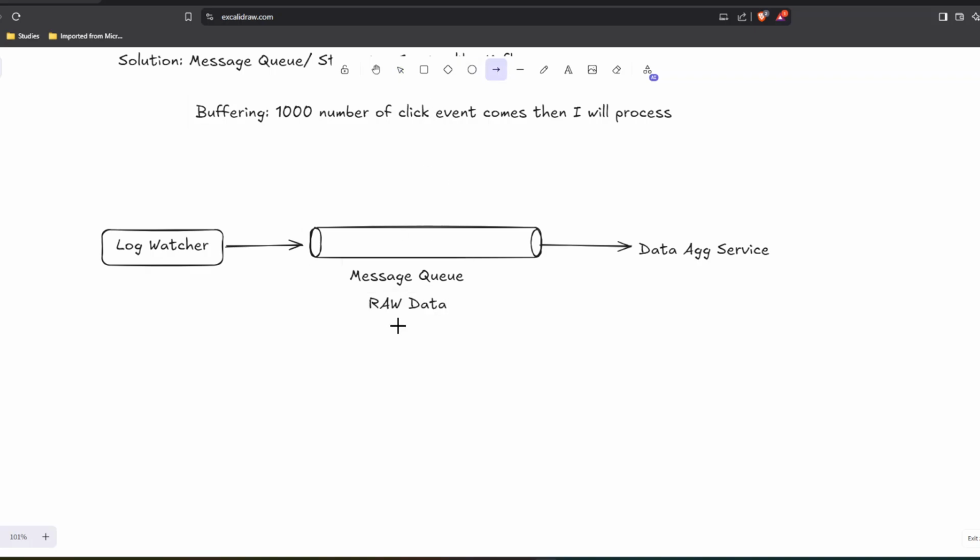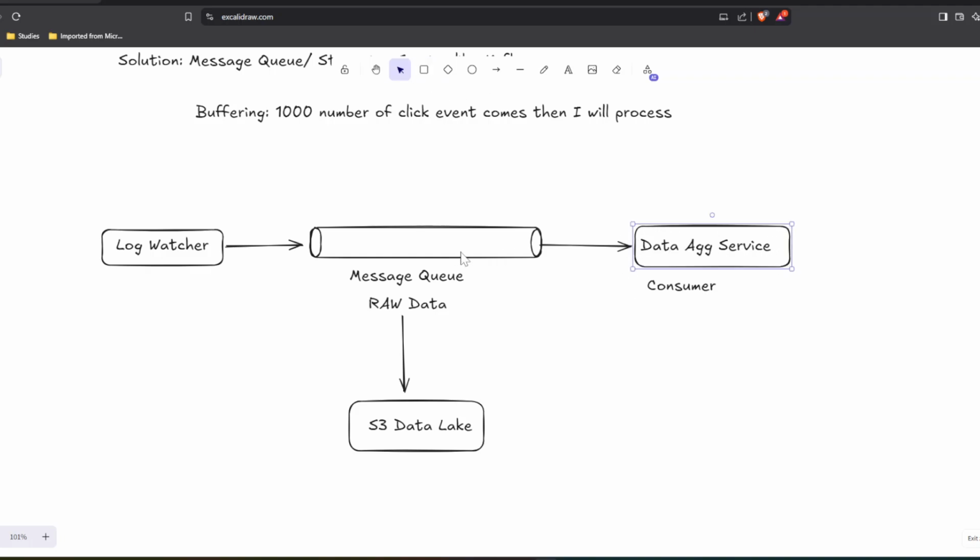If you remember, earlier we discussed that we are going to store our raw data in some kind of data lake. We can think of this as an S3 data lake. For those who might not be aware, a data lake is basically a place where we can dump data in different formats, like JSON or Apache Parquet. We store our data in a raw format in the S3 data lake for auditing and validation purposes. And then this data aggregation service will be our consumer. The advantage is it will never be overwhelmed by all the messages. It will just take its own sweet time to fetch the messages from the message queue.